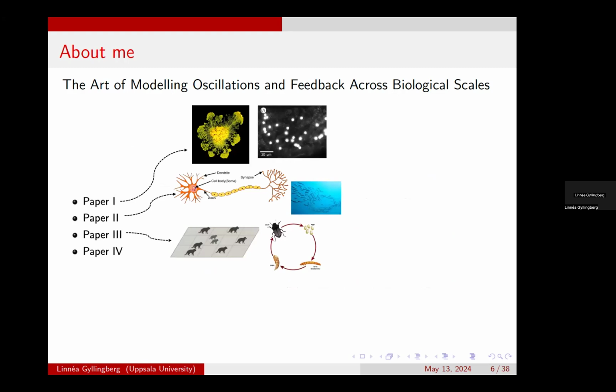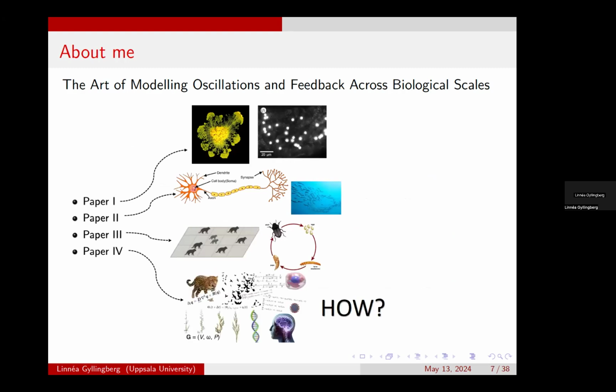And then I also look at ecological models. And I have a fourth paper on how we should actually do mathematical modeling in biology, called The Lost Art of Mathematical Modeling. The themes of my thesis are oscillations and feedback mechanisms in biology, and then we have the art, which is more about how we should model biological systems with mathematics.